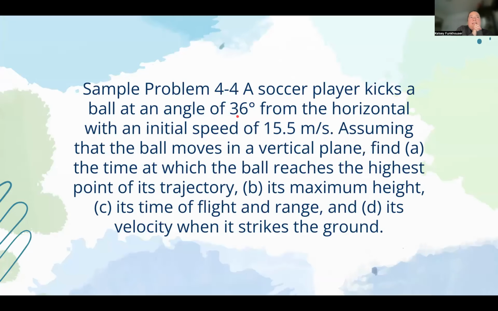So let's work on this example. A soccer player kicks a ball at an angle of 36 degrees from the horizontal with an initial speed of 15.5 meters per second. Assuming that the ball moves in a vertical plane, that just really means not in an additional depth. That's all that means. Find the time at which the ball reaches the highest point of its trajectory, its maximum height, its time of flight and range, and its velocity when it strikes the ground. So lots of things.